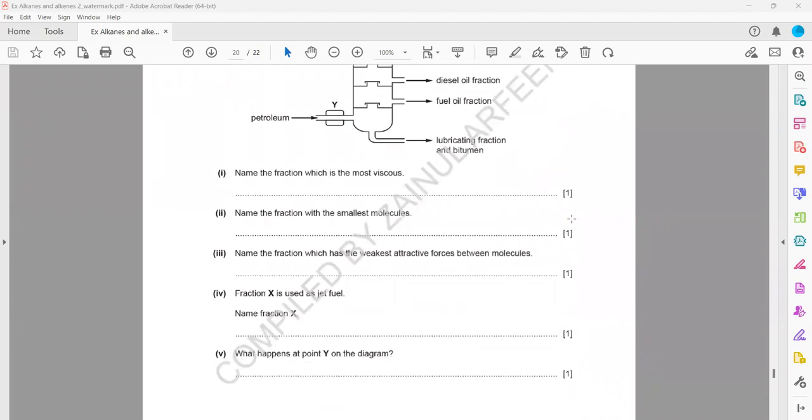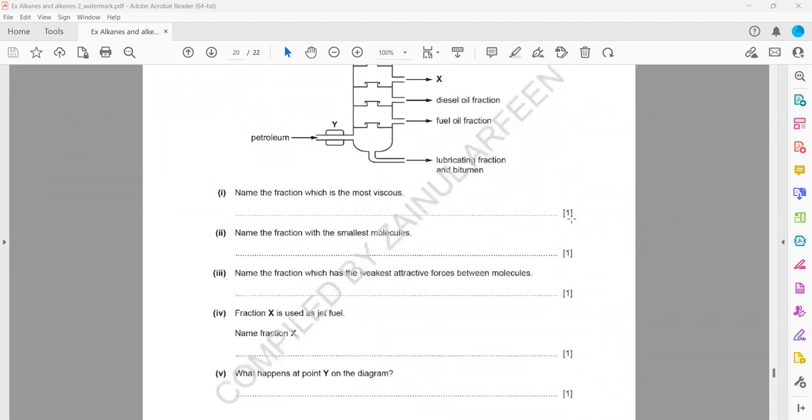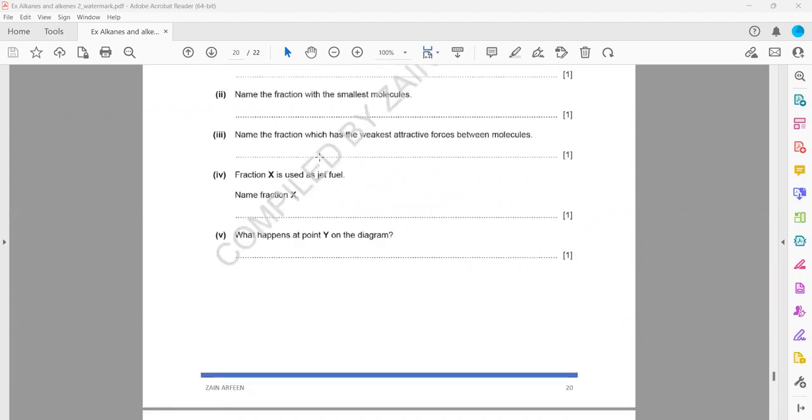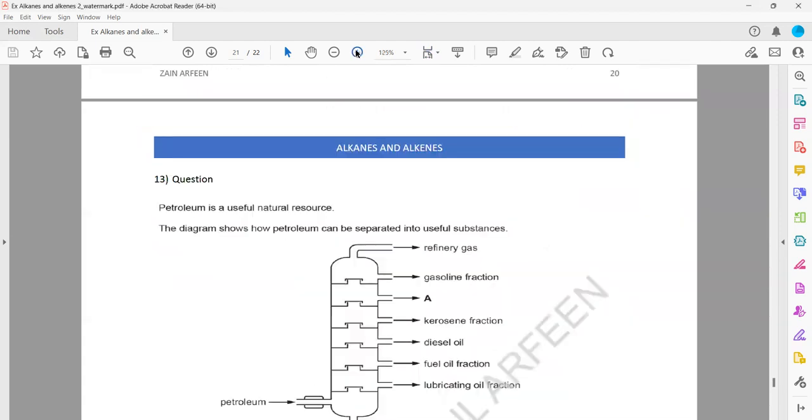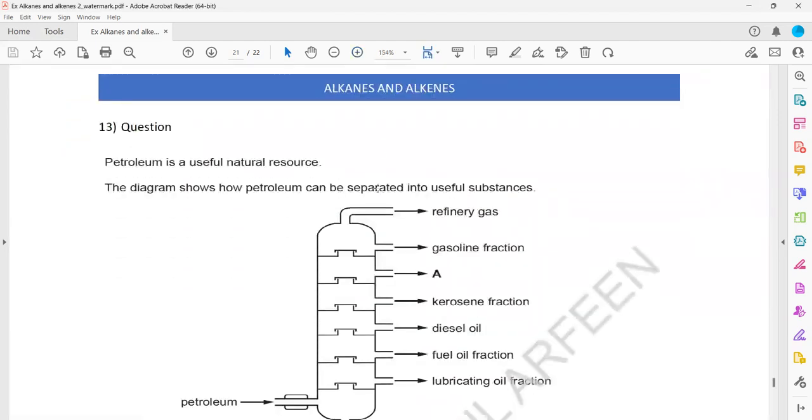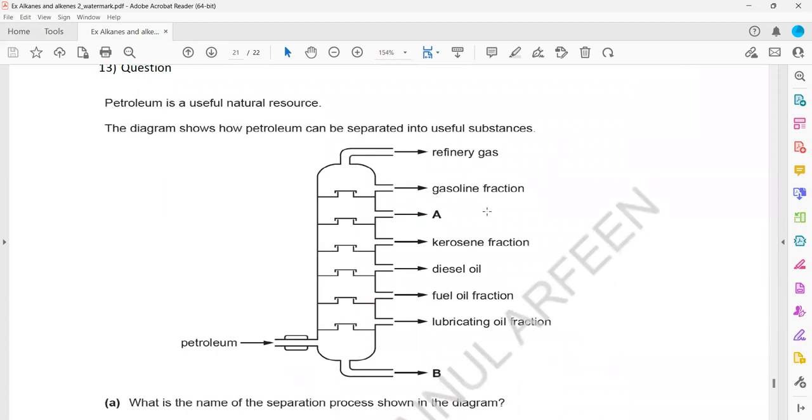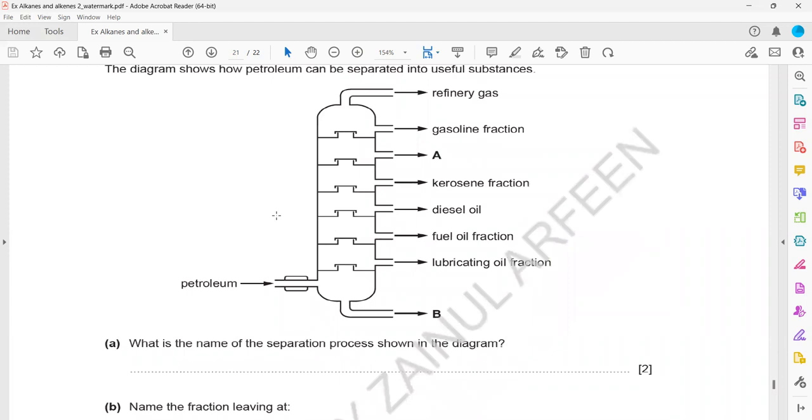Then what happens at point Y on the diagram? Heating, vaporizing of petroleum. A similar question is there, question 13. Petroleum is a useful natural resource. Again, see refinery gas, gasoline, A is missing, kerosene fraction. It's better if you learn them in order. What is the name of the separation process? Fractional distillation.